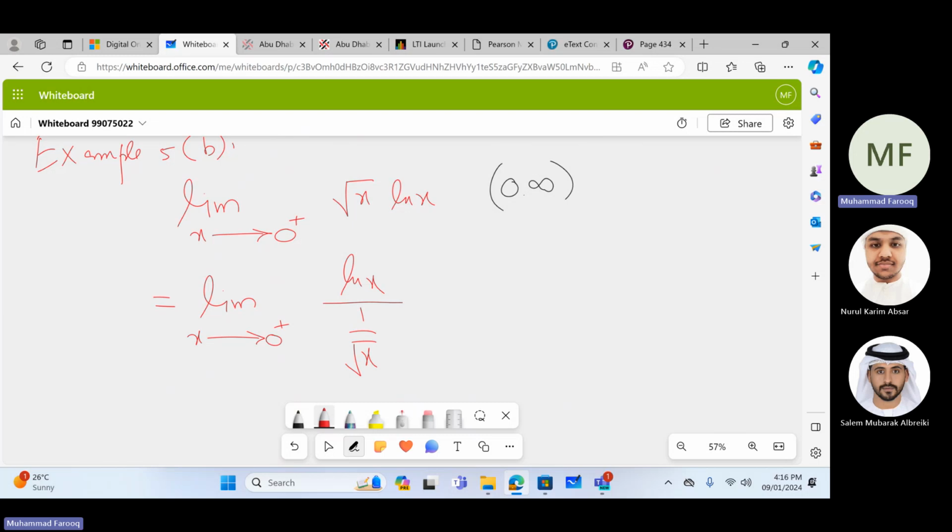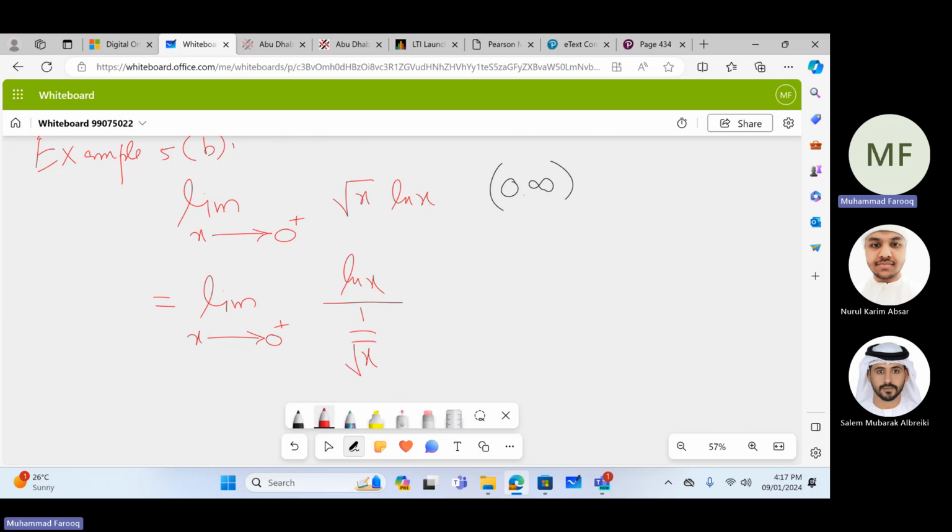But please, again, before we apply L'Hopital rule, we need two things: one of the two forms, either 0 by 0 or infinity by infinity. So please check, are you getting any one of them so that we can start L'Hopital rule? Sorry, one question is here. Yes, please. Why did we choose ln x to be the numerator?